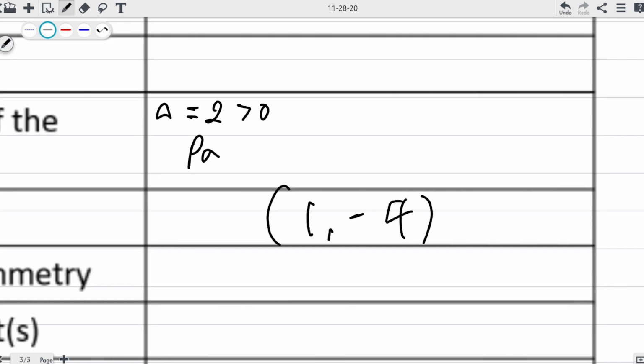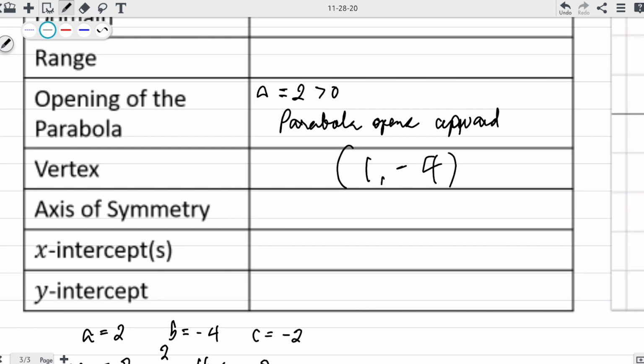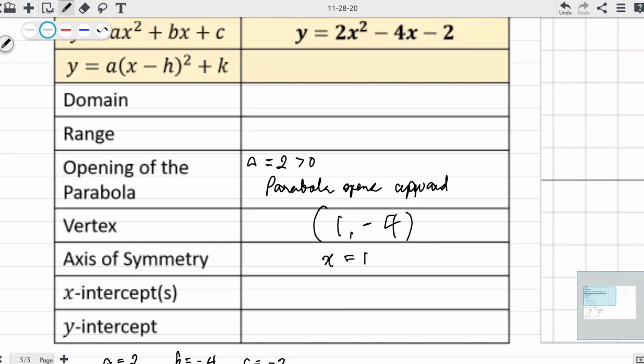Therefore, the parabola opens upward. Axis of symmetry, x equals h, x equals 1. Your x-intercepts and y-intercepts, mamaya. Domain, of course, all the real numbers. And we haven't written this. We have y equals 2(x minus 1) squared minus 4.